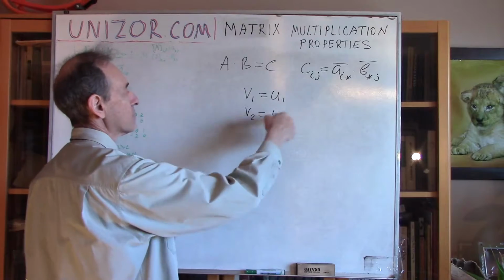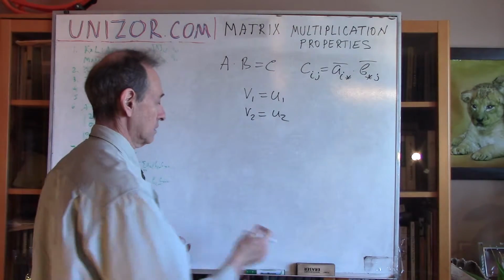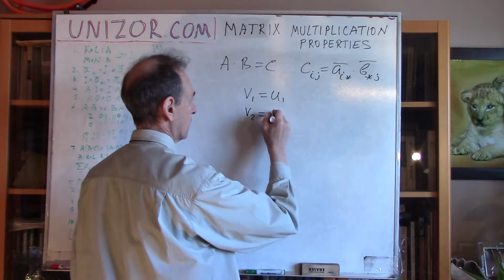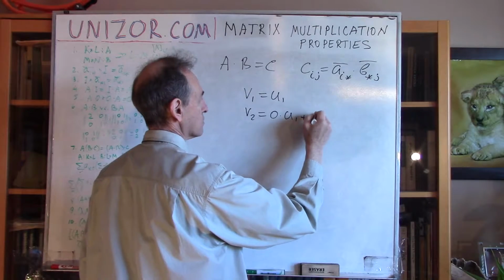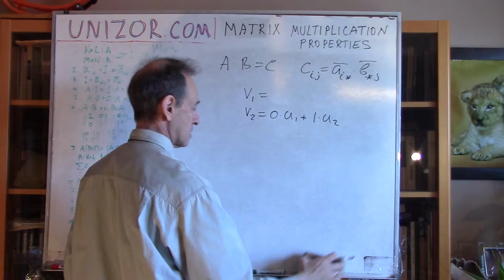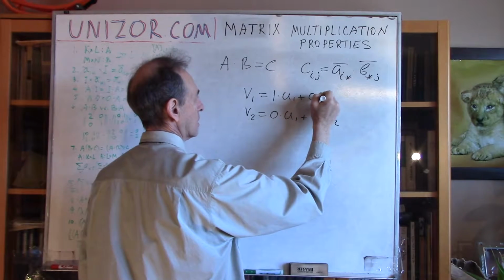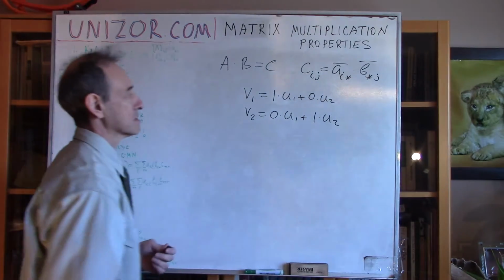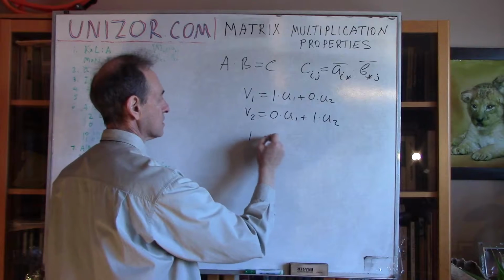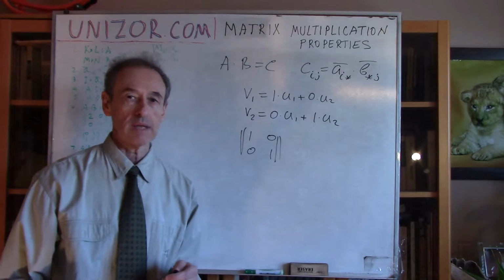Now, how can this transformation be written as a matrix? Well, let's just write it slightly differently. Instead of U2, I will have 0 times U1 plus 1 times U2. And this is not just U1, it's 1 times U1 plus 0 times U2. So what's the matrix of the transformation? Now you see the matrix, right? It's the coefficients. It's 1, 0, 0, 1. So the matrix has 1s along the main diagonal.